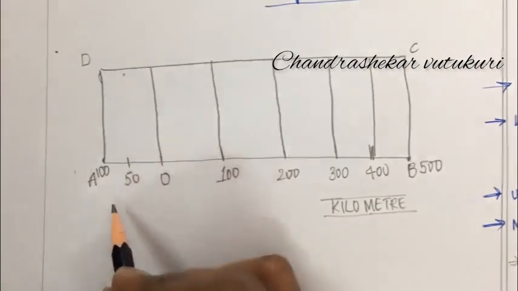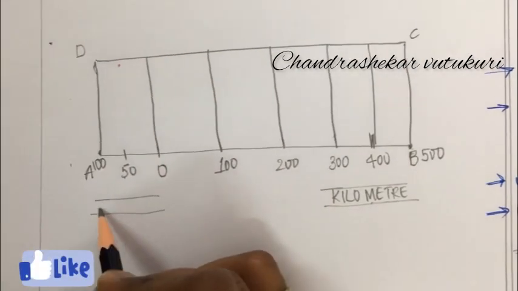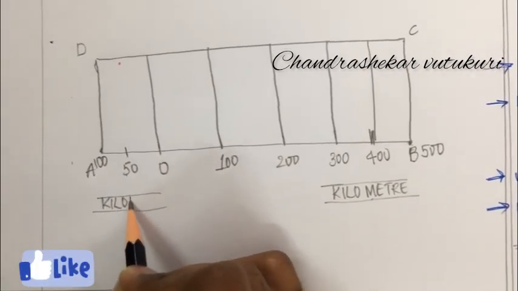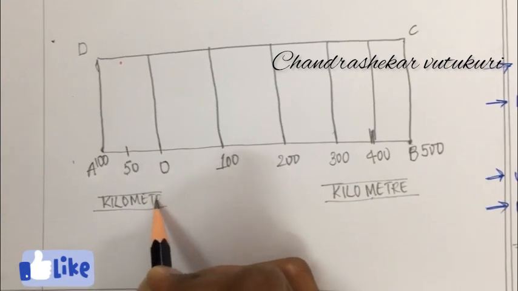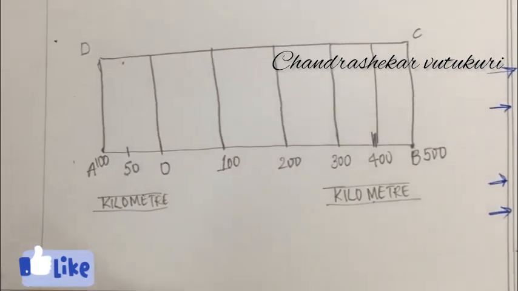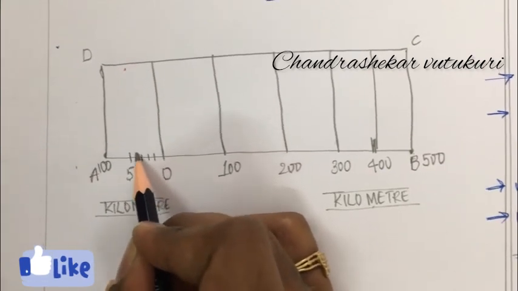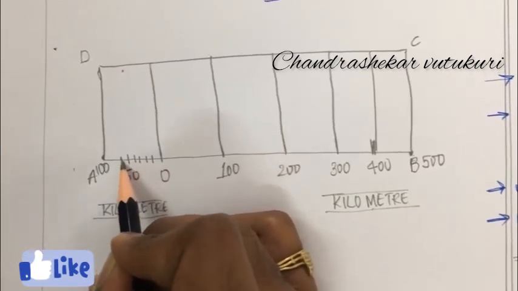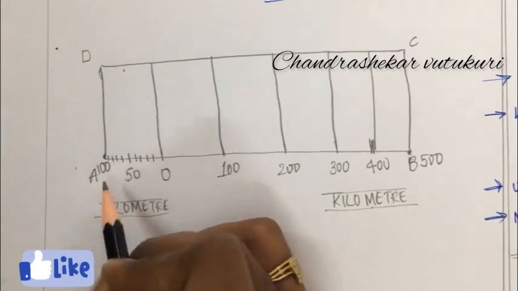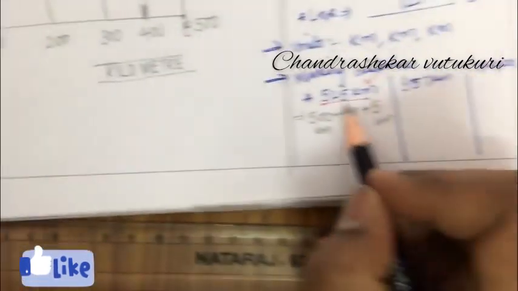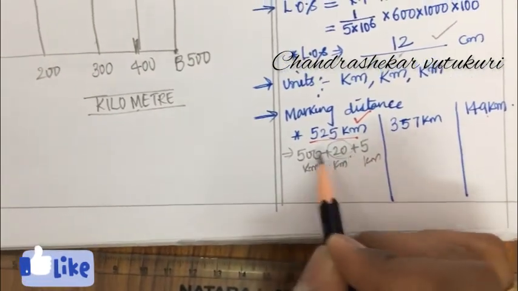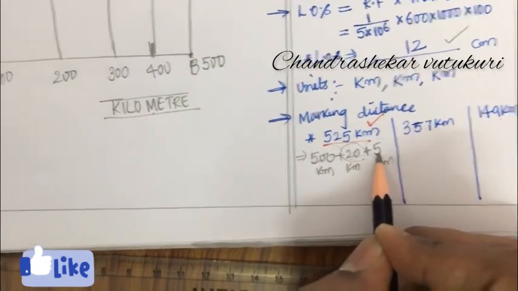Later, I need to divide, this is said to be also a kilometer scale. This is also said to be a kilometer scale. So, it is going to read 0, 10, 20, 30, 40, 50, 60, 70, 80, 90, 100. Isn't it, dear students? So, the tens place, hundreds place and ones place.